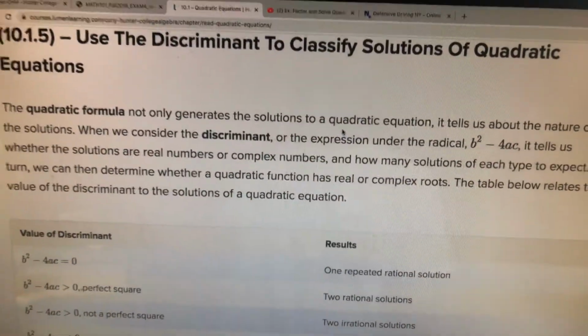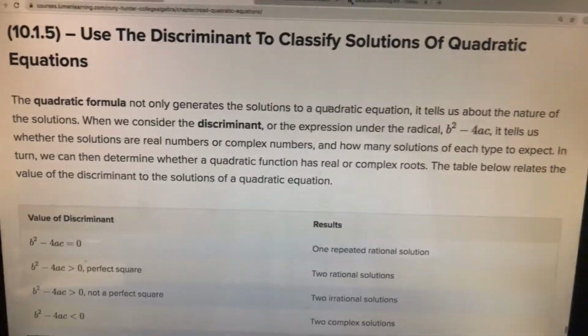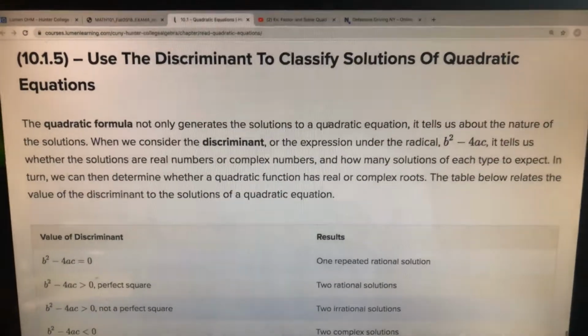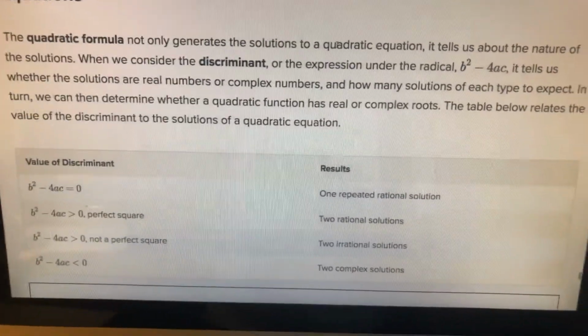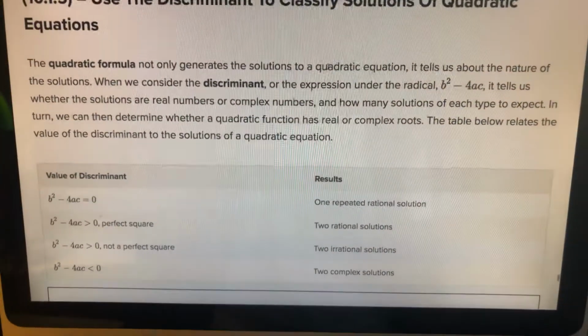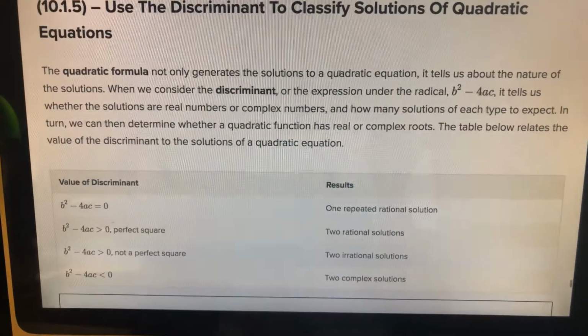And so here's the basic idea. When we have the quadratic formula, we look underneath what's underneath the radical sign, and it tells us a lot of information. All right, so let me keep this on the screen so you can read it.